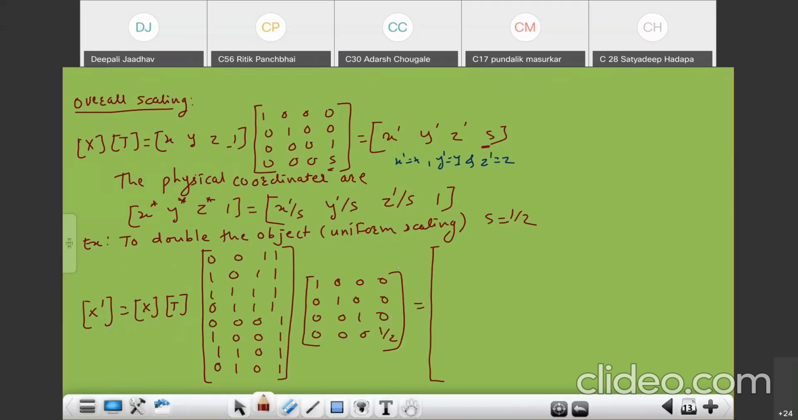The result is that the first three coordinates remain as they are, because I multiply with 1. So 0, 0, 1, 1, 0, 1, 1, 1, 1, 0, 1, 1, 0, 0, 0. Now what about the fourth coordinate, the homogeneous coordinate? What is that value here? It is s. So we multiply this one with 1 divided by 2. So it is 1 divided by 2, which I write here as 0.5, or you can write 1/2.